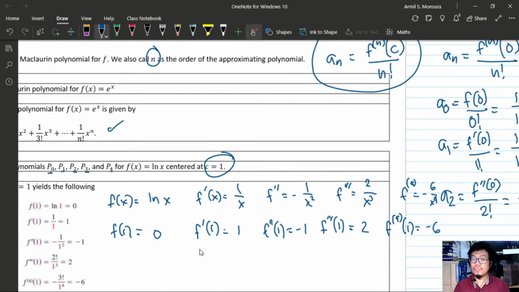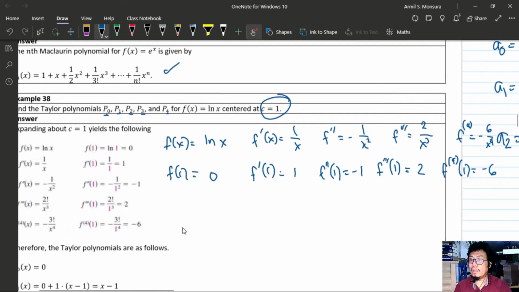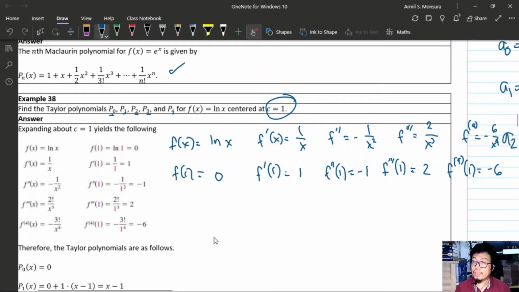Okay, so our Taylor coefficients are as follows. For a0, that's 0 over 1.